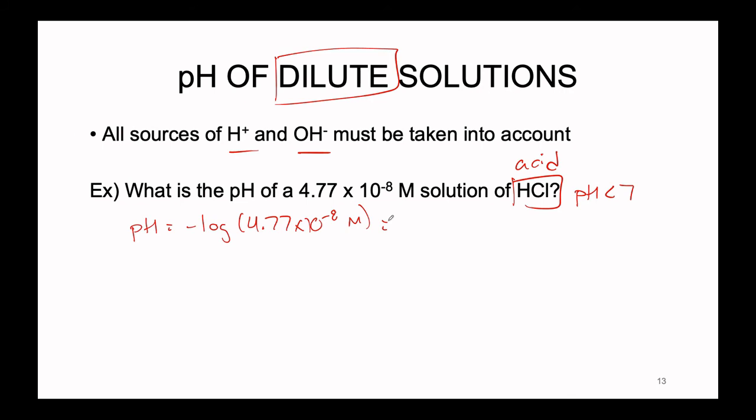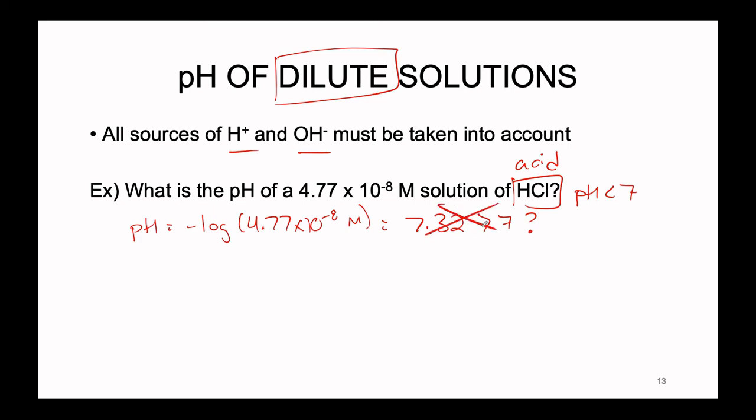Well, if we calculate the pH from this concentration that we're immediately given, it appears as though our pH is going to be 7.32, which is greater than 7, which is going to give us a big old question mark here. How can the pH of an acidic solution be greater than 7? And the answer is, it can't be.